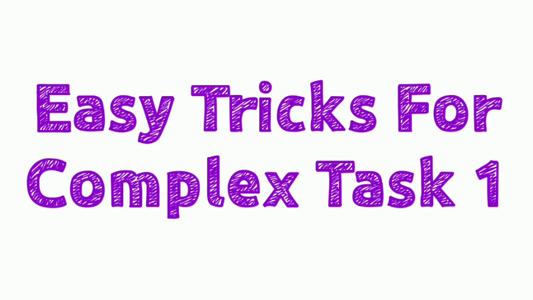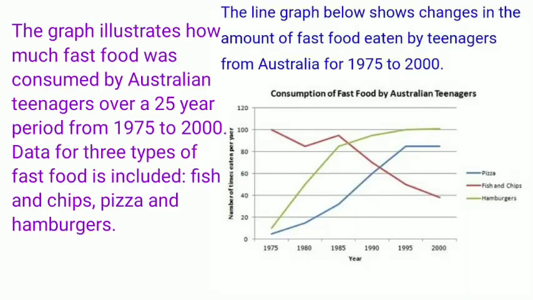Now, coming to the line graph which is on your screens, you are given that the line graph shows the consumption of fast food by Australian teenagers over some years, and the data measurement is in the form of number of times per year. You are given how many times Australian people ate various foods in different years.